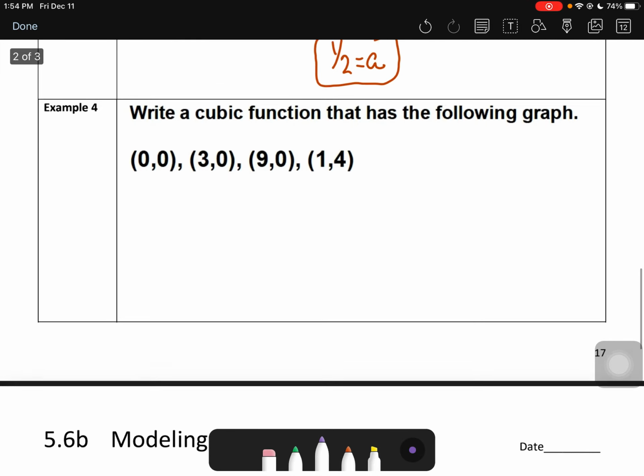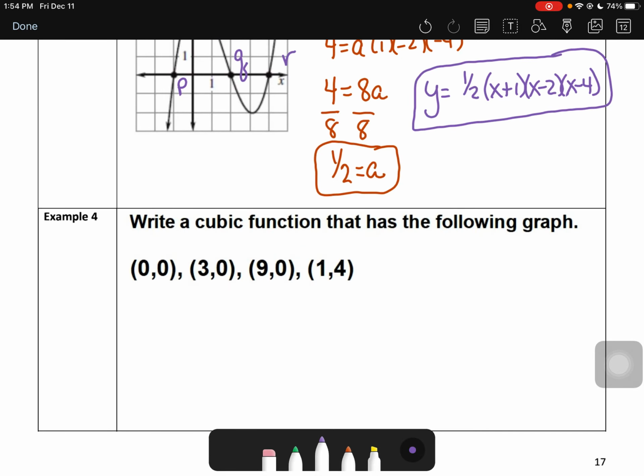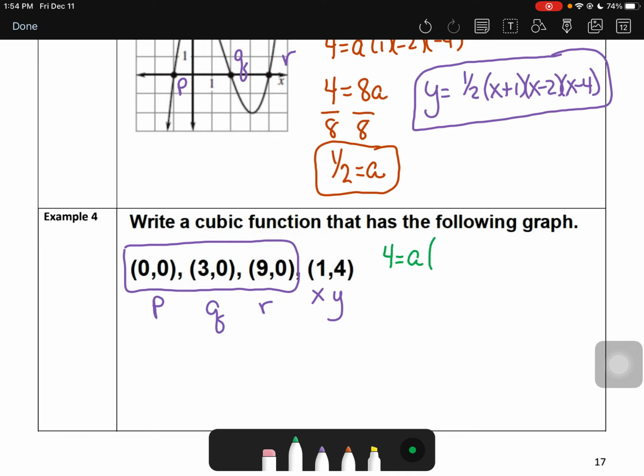In the following example, we know we have x-intercepts because they begin with our x value, and we have our y value as 0. So these three are going to be our x-intercepts, which could be our p, our q, and our r, and this is the point we'll use for our x, y. So we have 4 equals, we don't know our a value, that's what we're solving, 1 minus 0, 1 minus 3, and 1 minus 9.